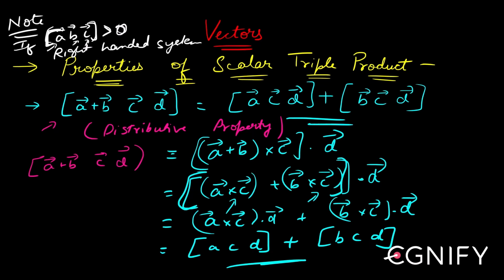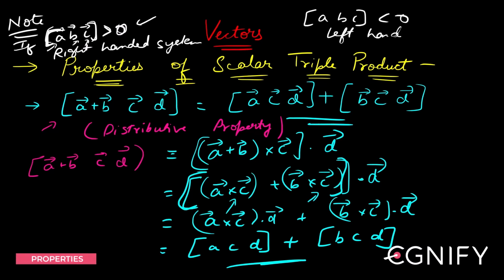And if I have just written this, box ABC less than 0 should be a left-handed system. So if your box ABC is greater than 0, then it forms a right-handed system, and if your box ABC is less than 0, it forms a left-handed system. Let's move on to the next property.